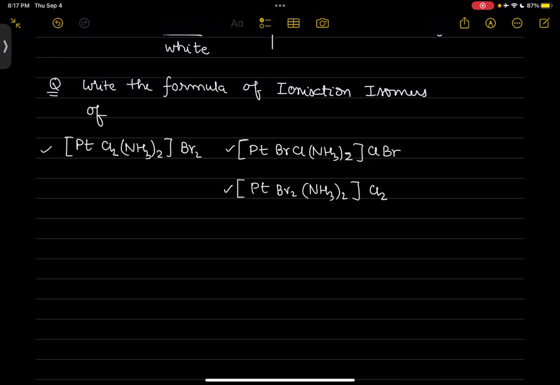So you can have it in this manner. So in total you will have three isomers.